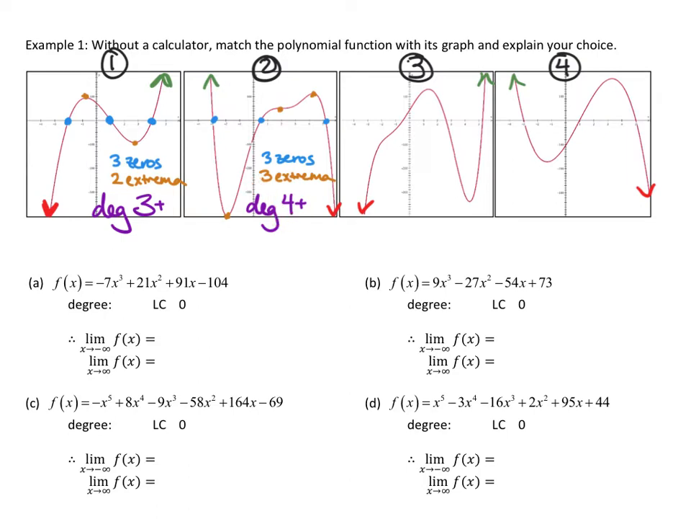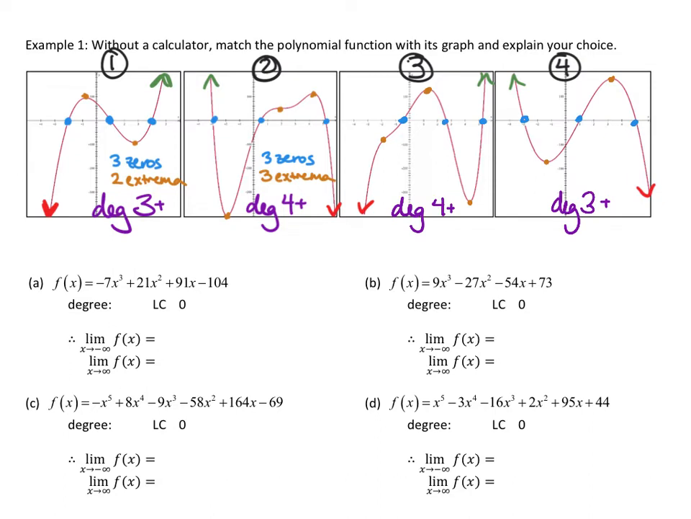We can do the same thing for graph 3. It has 3 coordinate points that are zeros, and 1, 2, 3 maxes and mins. So again, this degree can be 4 or more. And then the last one, we see visually that there are 1, 2, 3 zeros and 1, 2 extrema, which means that this could be degree 3 or more. That's again from that theorem from the first page. Okay, that's what we see in these graphs.